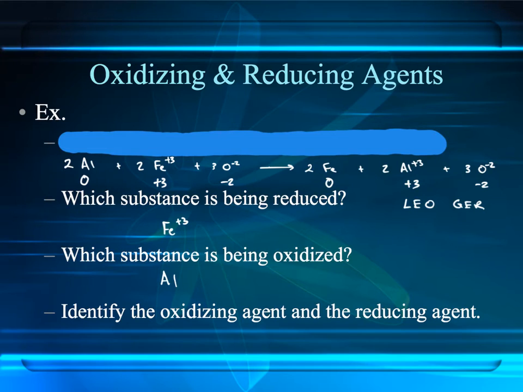Identify the oxidizing agent and the reducing agent. Well, the oxidizing agent is the thing being reduced, so that is just going to be the iron 3 ion. And the reducing agent is the thing being oxidized, aluminum. And there you have it. The reason you're learning this method as well is because that's how chemicals are labeled. They're not labeled like this. They say on the label that something is an oxidizing agent or a reducing agent.